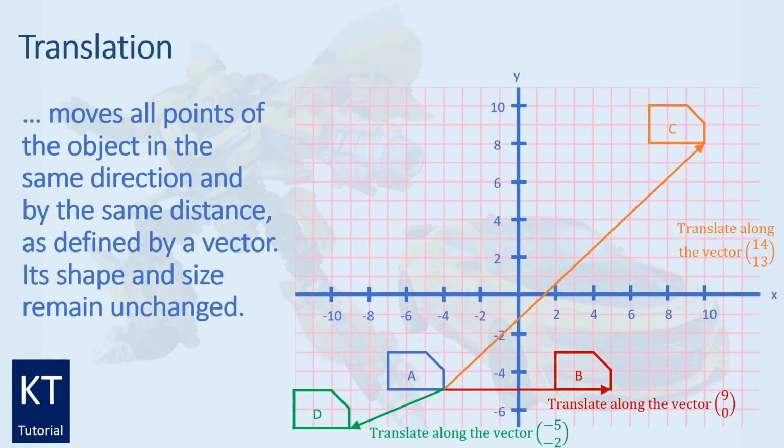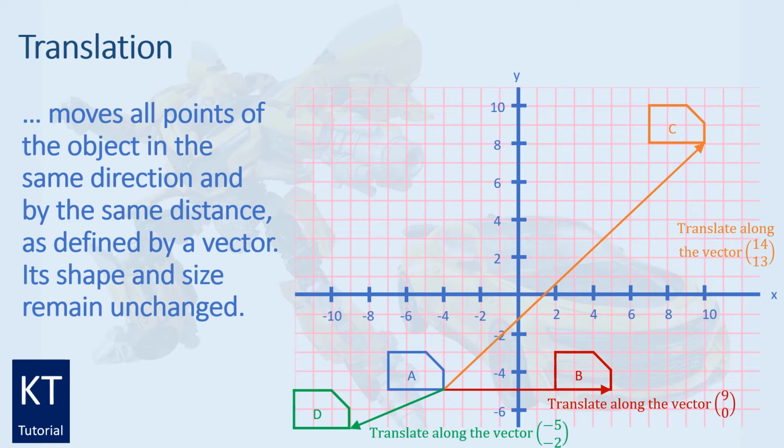Let me start off with translation, which is a transformation seeing the movement of all points of the object in the same direction and by the same distance as defined by a vector. The shape and size of the object will remain unchanged in a translation.